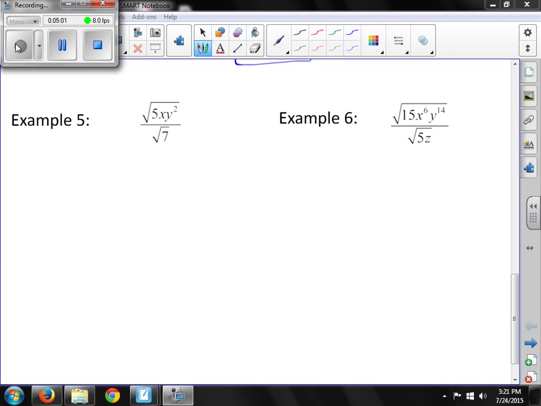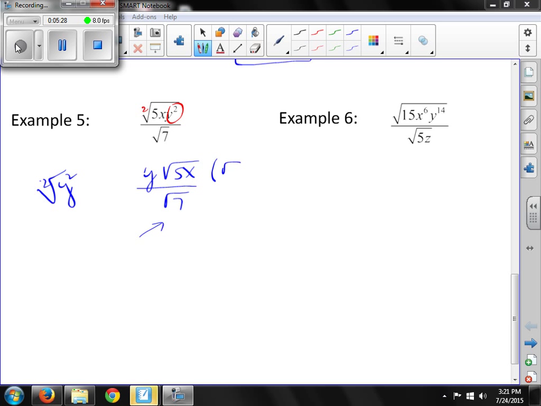Now, as I look at this next problem, I notice y squared in there, and I know that a y squared will come out of a square root, so I think I'll just take that out first. The square root of y squared is y, because 2 goes into 2 one time, so I'll go ahead and write my problem down as y square roots of 5x over the square root of 7. And then I'm going to rationalize the denominator.